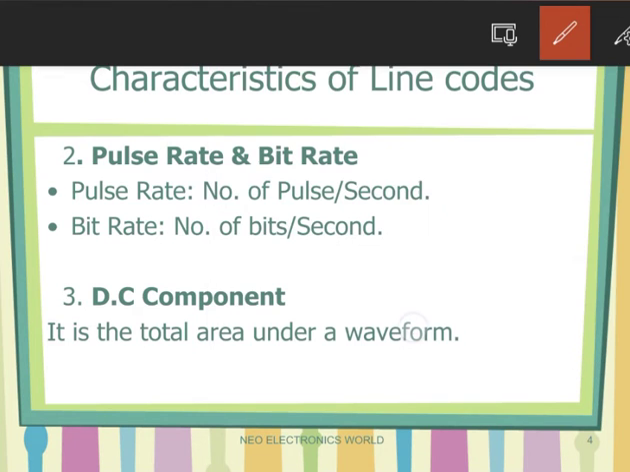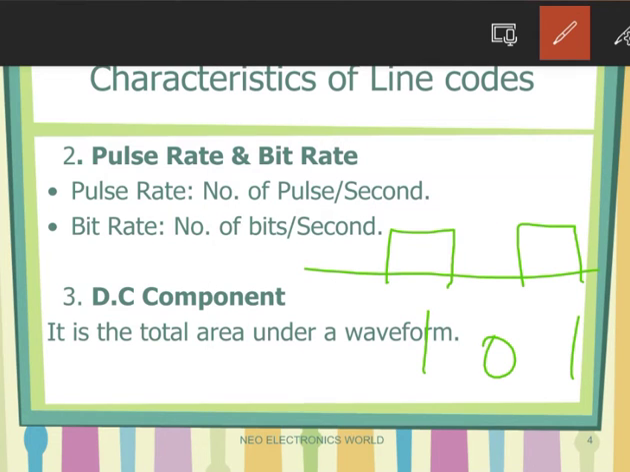Sorry, this is very difficult to draw over here. This is 1 and this is another 1, 0, 1. From this point to this point we have a time interval of TB. The number of pulses present in this TB duration is 1. So what is the pulse rate here? Pulse rate is equal to 1 by TB. Is it clear?